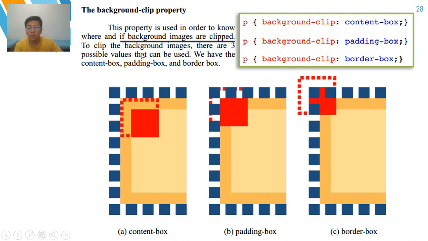Next property is the background-clip property. This is used in order to know where and if the background images are clipped or cropped. To clip the background images, there are three possible values that can be used. You can use the content-box, padding-box, and border-box. Okay, so here on the content-box, the images will be clipped on the padding part. Okay, for the padding-box, the images will be clipped on the border, and for the border-box, the images will be clipped outside of the border. Okay, so that's the background-clip property.